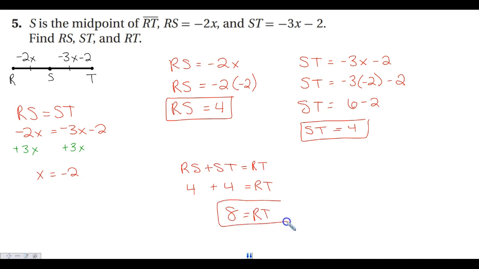Okay, so if you have any questions about this, go ahead and write that down on your sheet underneath this problem. And again, we will go over them in class.